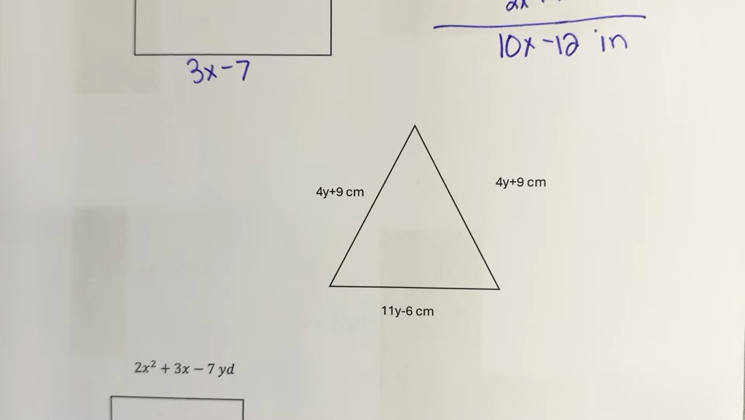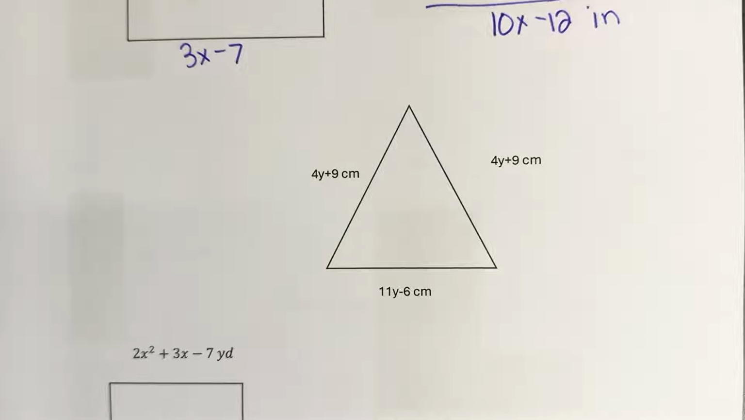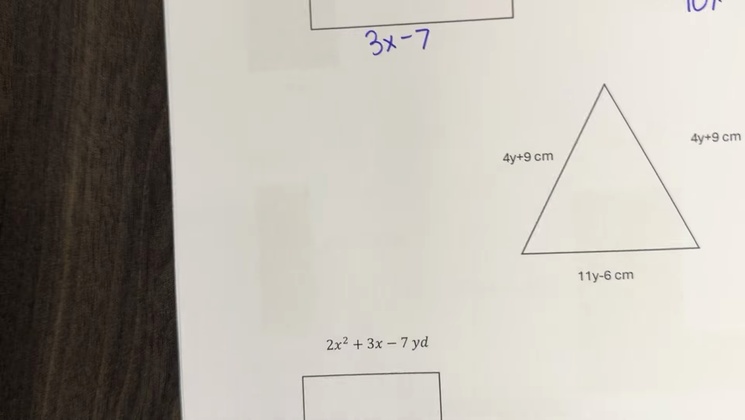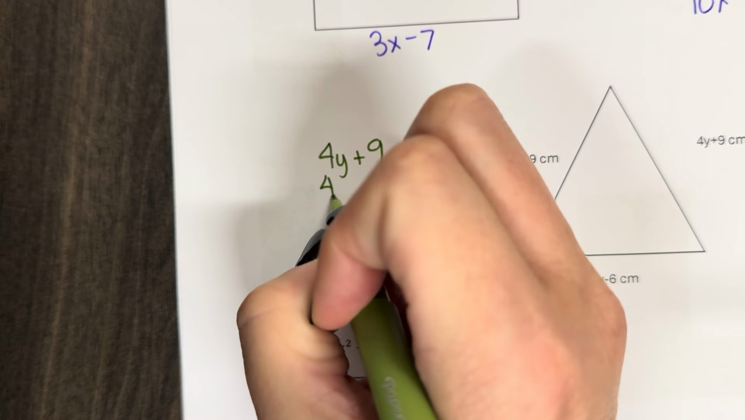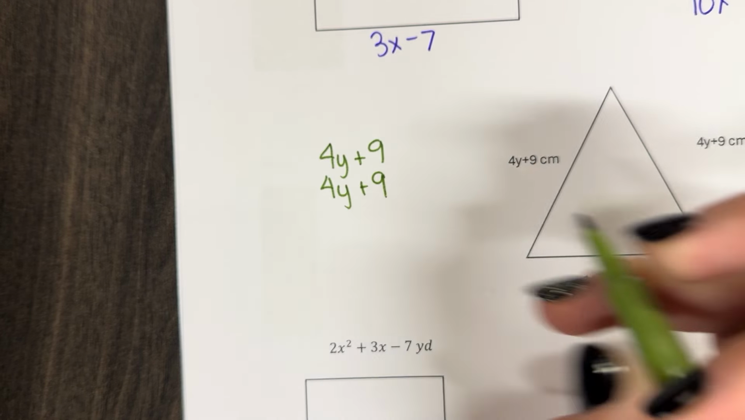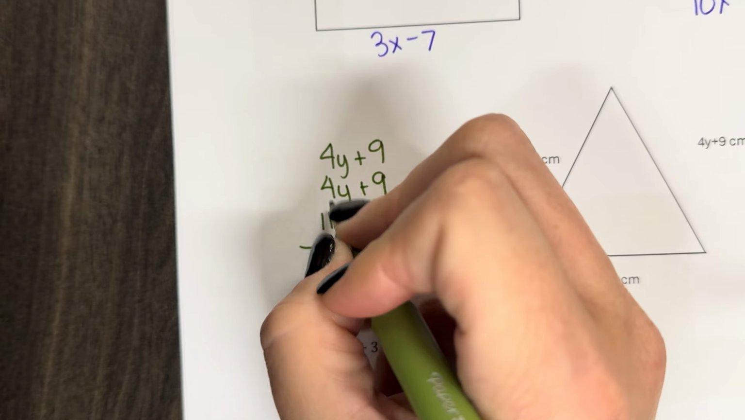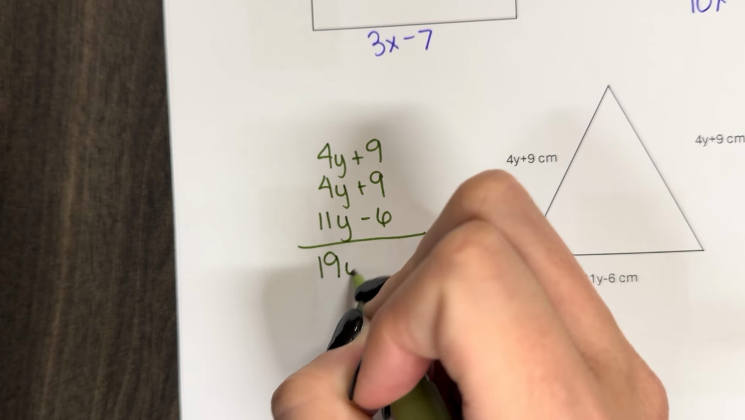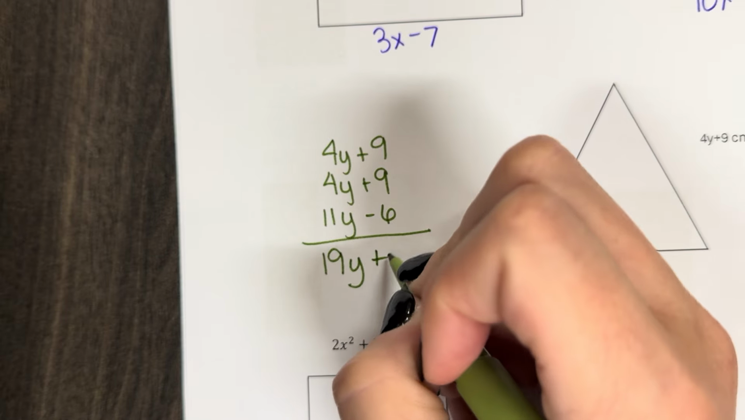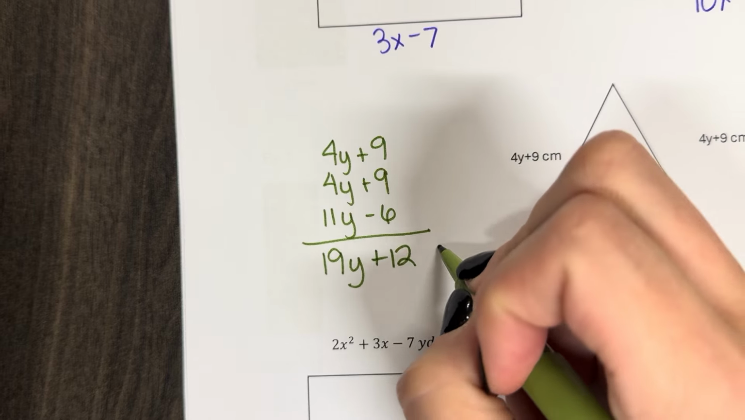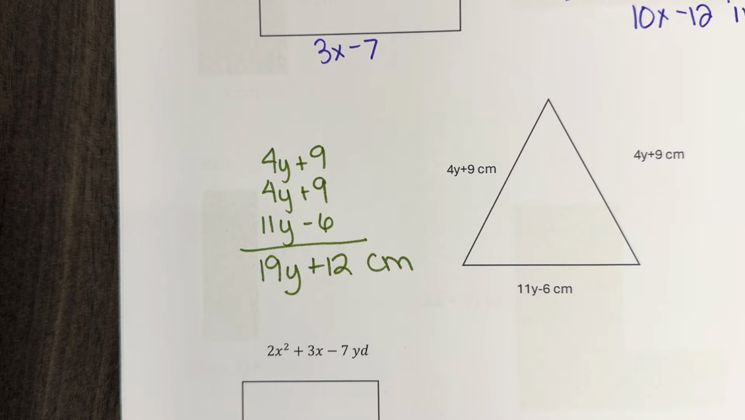Okay, so if we look at our second one, we have an isosceles triangle, right? These two are the same length. So again, if we're going to add up all three sides, we would need to add a 4y plus 9, plus a 4y plus 9, plus an 11y minus 6. So 8 and 11 will give us a 19y. So we'll get 18 minus 6, plus 12. Again, just for the sake of remembering how we label, it's just centimeters. So we'd have 19y plus 12.